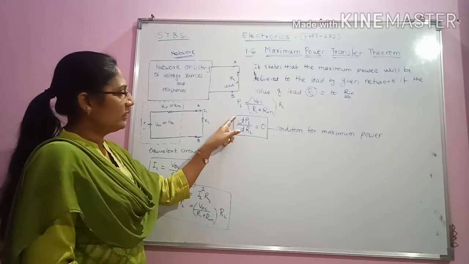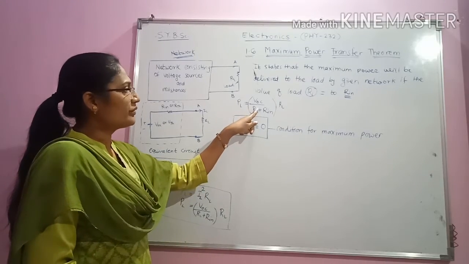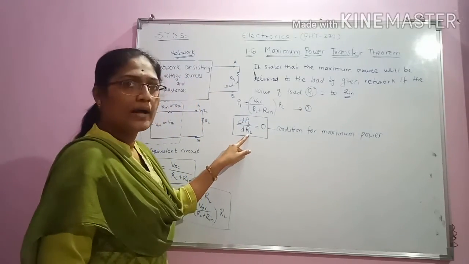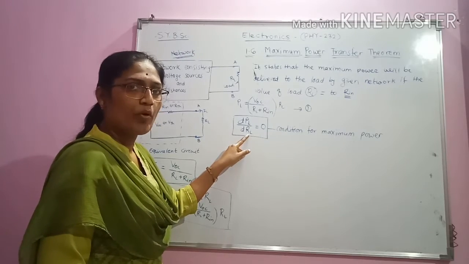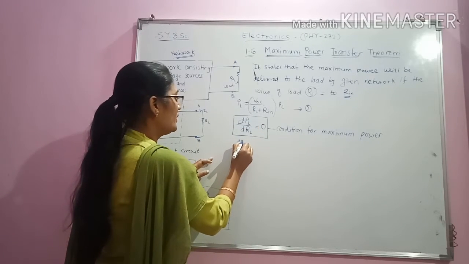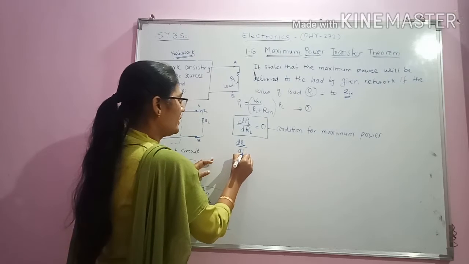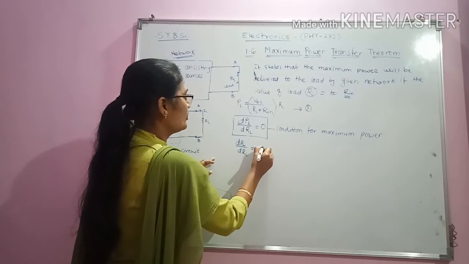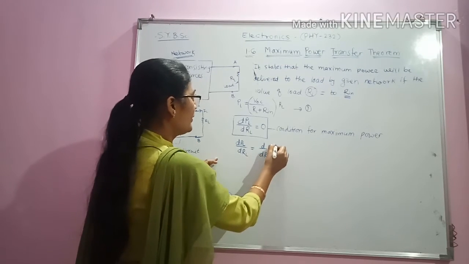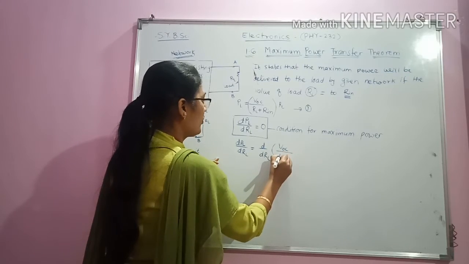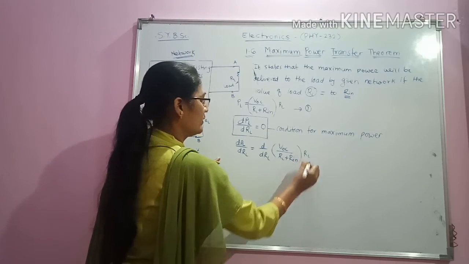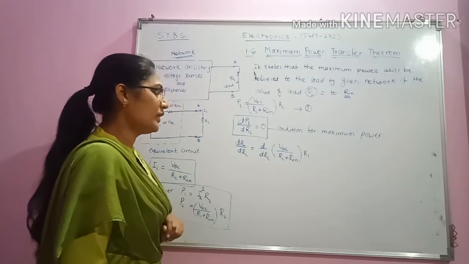This is the condition for maximum power. Now we will take the derivative of this equation, suppose this is equation 1, with respect to RL in order to find out the maximum power transfer to the load. So from this equation, dPL upon dRL equals the derivative with respect to RL of the bracket VOC upon RL plus Rin into RL.